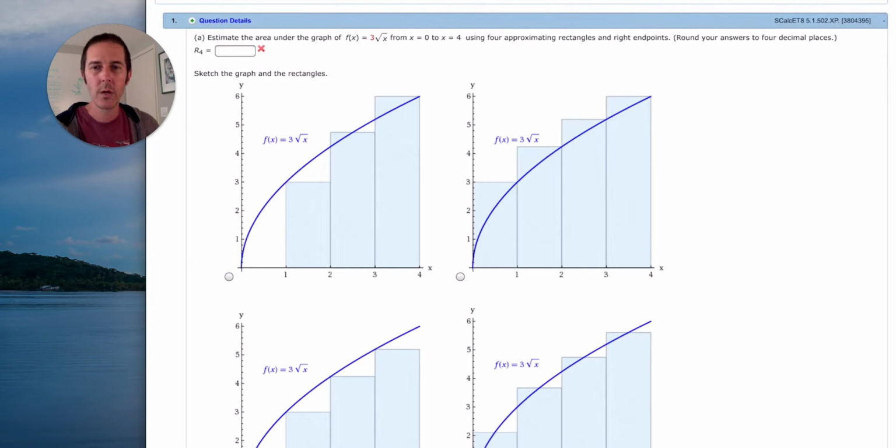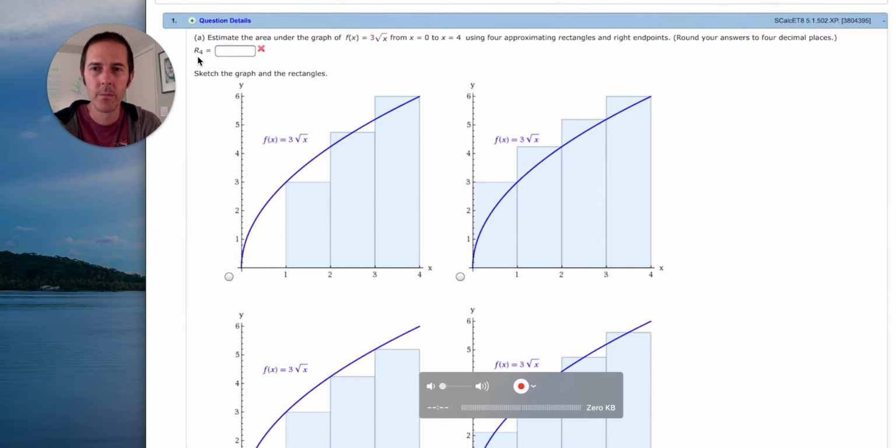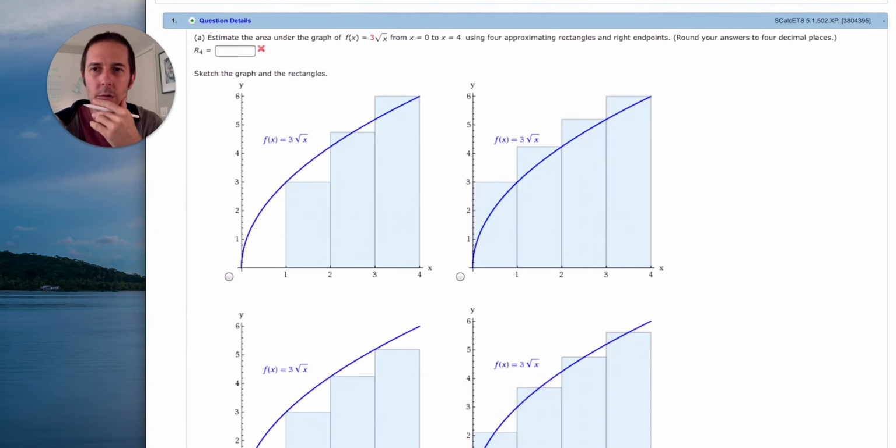Okay? So in part A, in this question, we want to estimate the area under the graph of, in this problem, the function f of x equals 3 times the square root of x. In our horizontal axis, we're going from 0 to 4, and we're going to cut this thing into 4 rectangles. So we now want to find, using 4 approximating rectangles and right endpoints, which is why we're seeing I can't draw on my screen anymore. I'll use my cursor just as a pointer. We're calling it R sub 4. So it's a right approximation where we're using right endpoints.